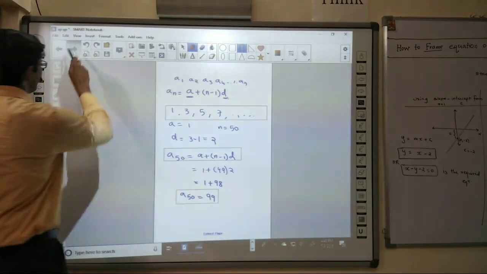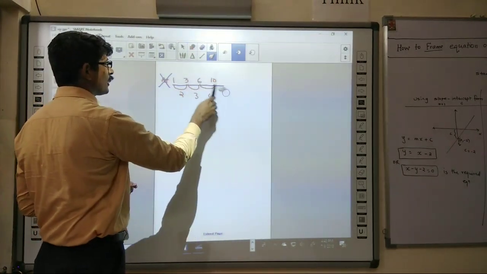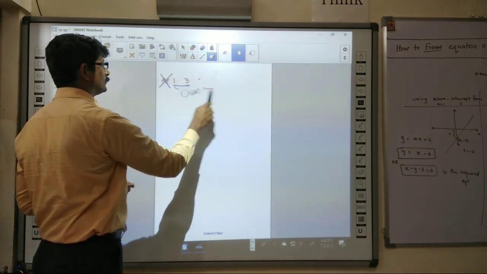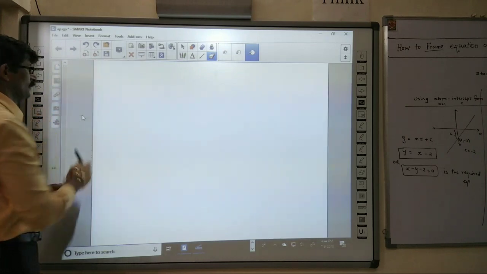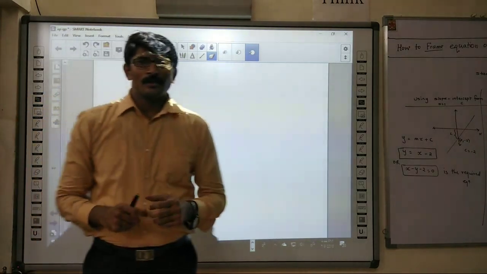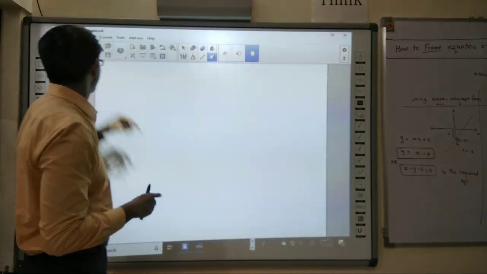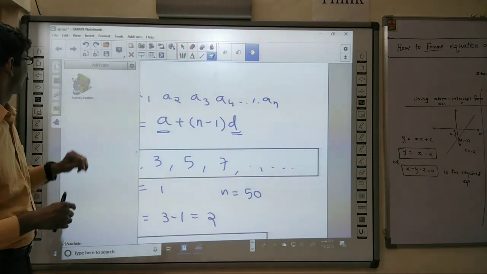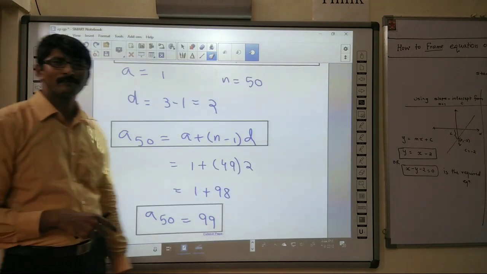So students, what is the formula? What is that formula I was talking about, how to find 50 terms? So, how are we going to find the sum of first 15 terms? That was the question. And what is that formula?